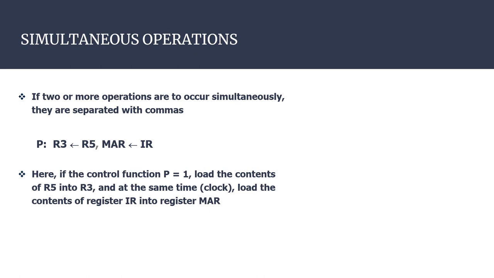So we can write them with this comma in between these two transfers. So here if the control function p is equal to 1, then it will load the contents of R5 into R3, and at the same time, same clock pulse, it will load the contents of the register IR into register MAR. Okay, so in this way we can indicate, we can write the simultaneous operations of register transfer.